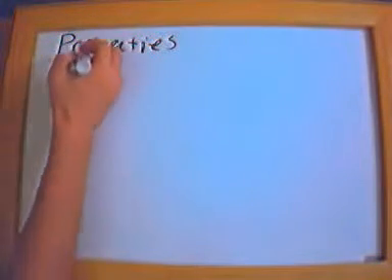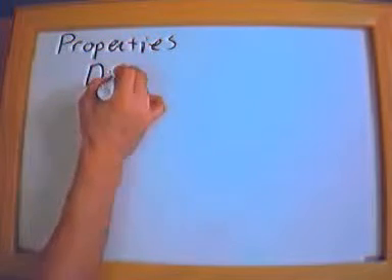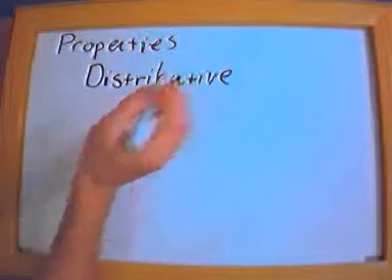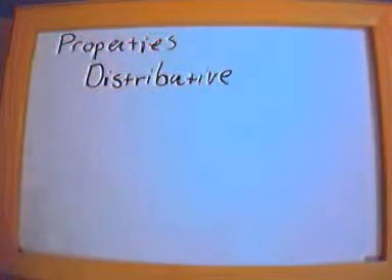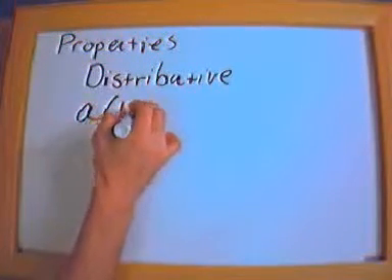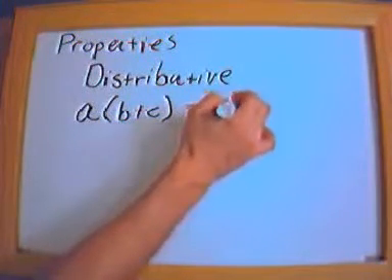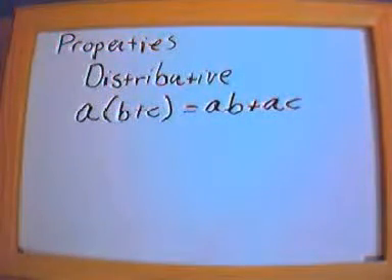Now here's a really cool and extremely useful property. If you have to memorize or learn anything, learn this one. This is the distributive property. Okay, distributive, very, very important. We're going to use this time and time again. This is the most useful thing in this whole section. A times (B plus C) is equal to AB plus AC. That's it. That's all you have to memorize.